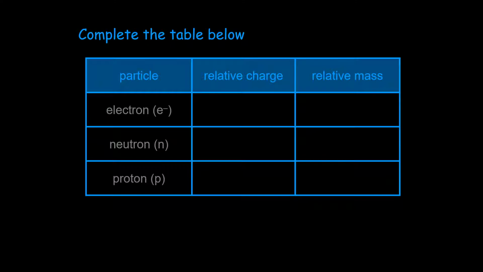The relative charge on an electron is 1 minus, and a relative mass of 1/1840. A neutron has a relative charge of 0 and a relative mass of 1, and a proton has a relative charge of 1 plus and a relative mass of 1.